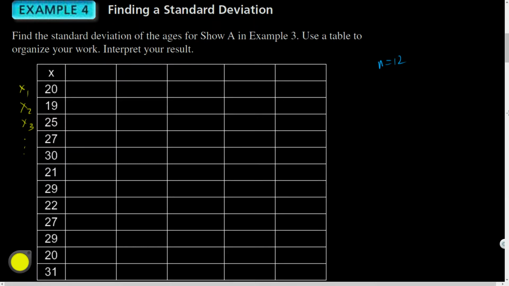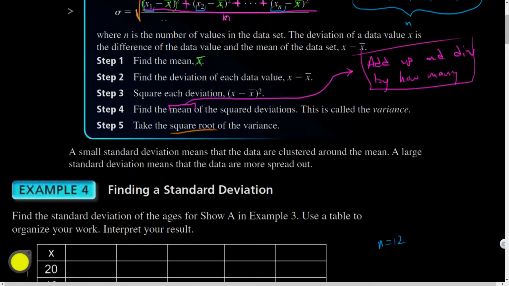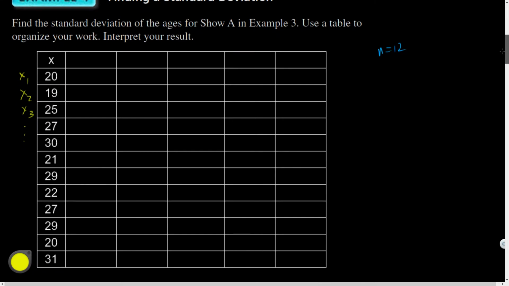So guys, the first thing that this formula asks me to do is to find the mean. Okay? So let's find the mean of this. So I'm going to call this x bar up here, x bar. How do I find the mean of those things? Add them all up and divide by how many there are.